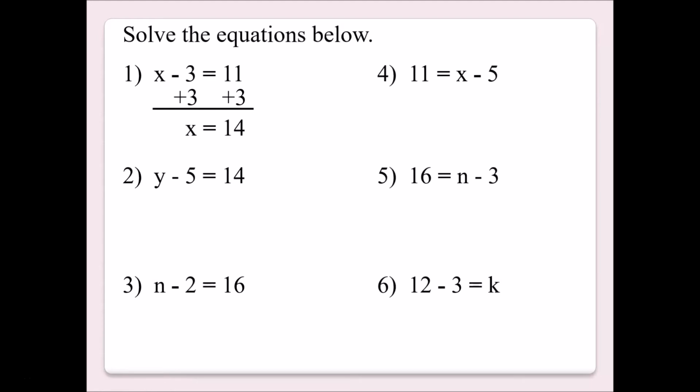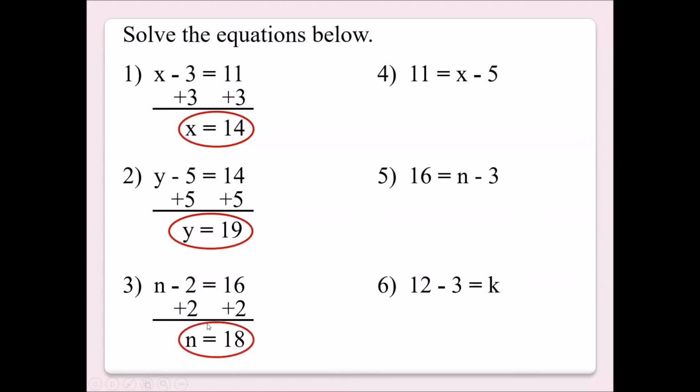Now we can do the rest. So y minus 5, we add 5, and we add 5, our y is equal to 19. Number 3, n minus 2 equals 16. So it's very simple. n is equal to 16 plus 2, which is 18.